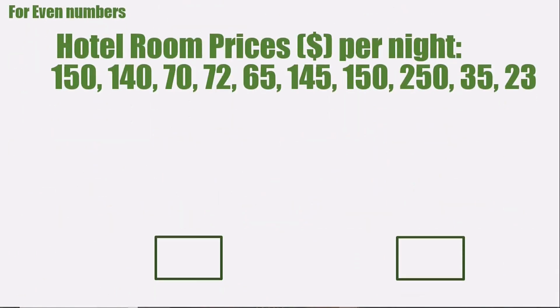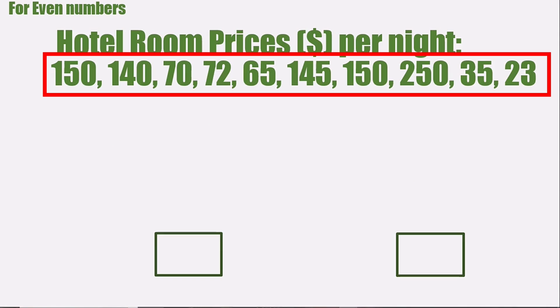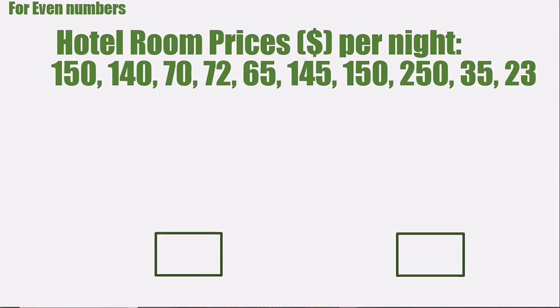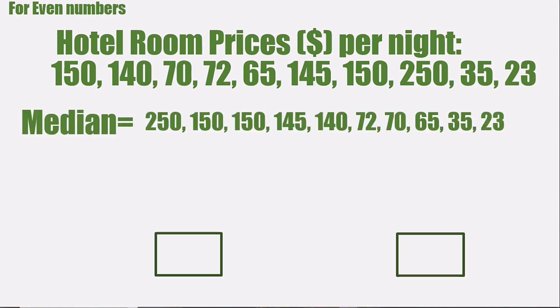Now let's go to even numbers. This hotel room prices per night example has 10 data values. That means the number of values is an even number. So let's see how we can calculate the median for an even number. First of all, you rearrange the data set in either ascending order or descending order. For this case, we have rearranged it in descending order. Then you get the value which is in the center.